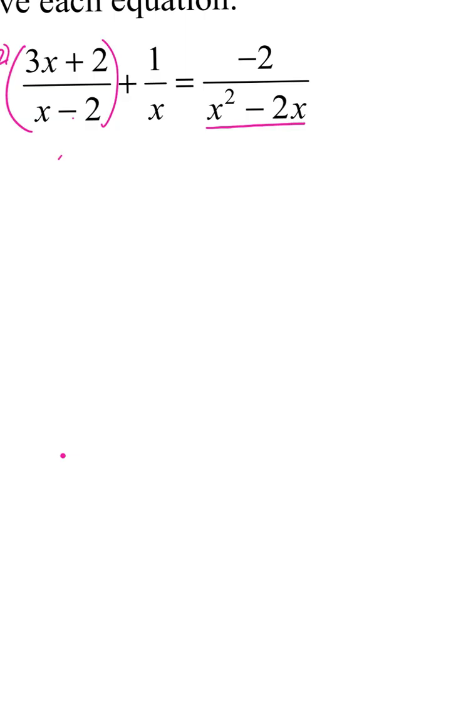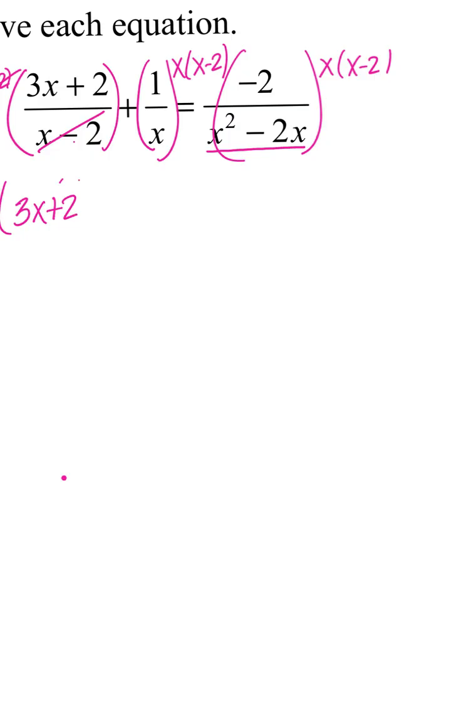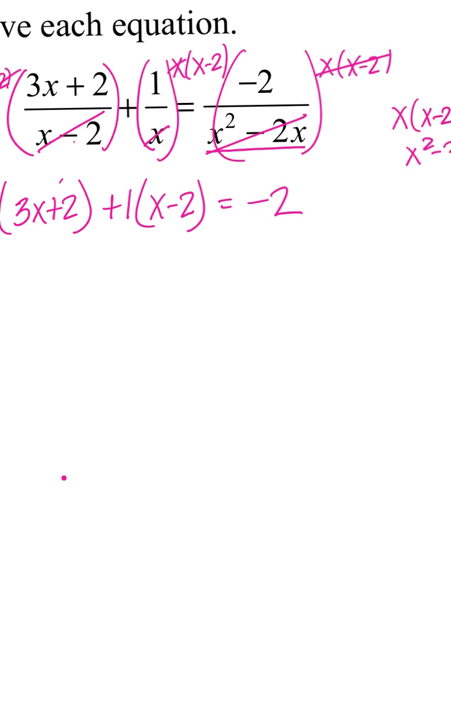Pulled that down too low. So I'm going to multiply this piece by x times x minus 2. And I'm going to multiply this piece by x times x minus 2. All right, it cancels here. So now I've got x times 3x plus 2. This x cancels here, so now I've got plus 1 times x minus 2. And this cancels with this, so it's just equal to negative 2. So x times x minus 2, if you just need to see it, is x squared minus 2x. So that's why it cancels.